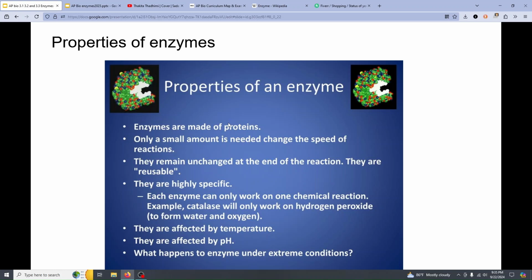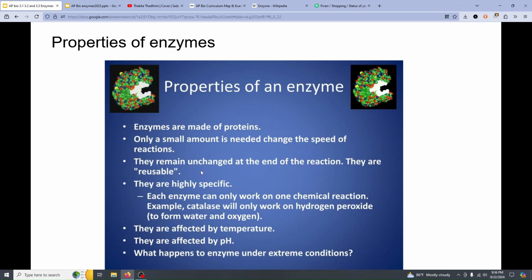Most of the enzymes are made of proteins. There are RNA enzymes as well, and they are called ribozymes. Only a small amount of enzyme is needed because, one, the enzymes are really large and they can process a lot of reactants at the same time, and also because enzymes are going to be recycled. They are going to be unchanged at the end of the reaction and used for the next process. And also, enzymes are very specific. Each enzyme can only work on one chemical reaction.